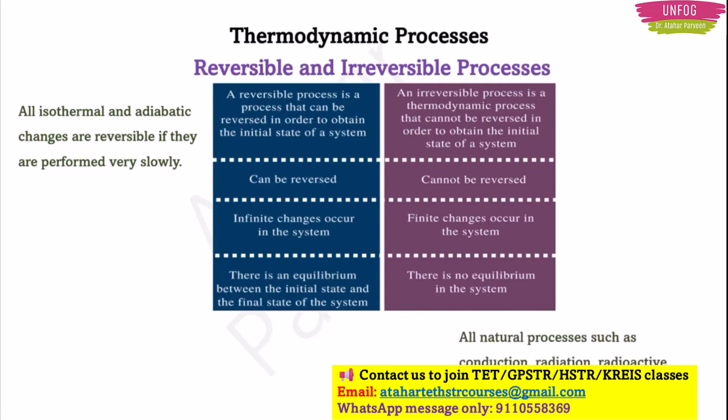For example, all natural processes such as conduction, radiation, radioactive decay, etc. cannot be achieved again later, right? So, these are all irreversible processes. I am giving you the difference here because I want you to differentiate these two processes, because any point can be asked, right? But if you know the difference between those two processes, then you can answer it easily. That's the reason. Okay.